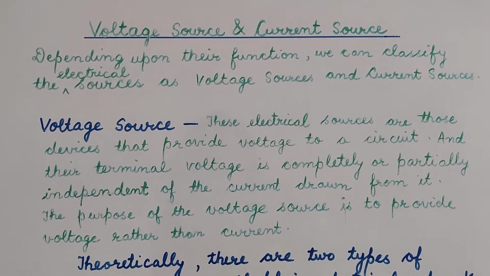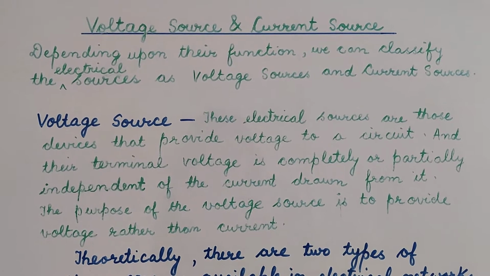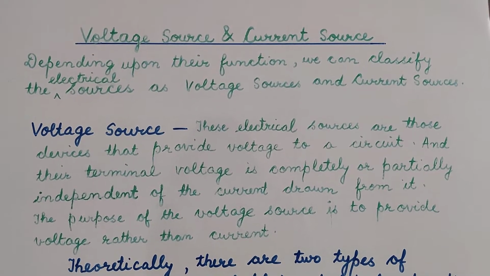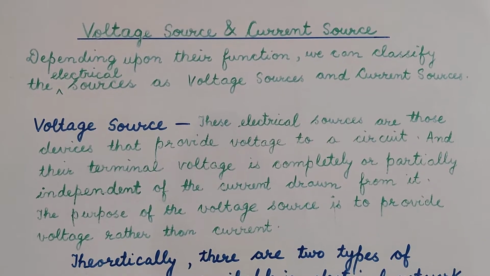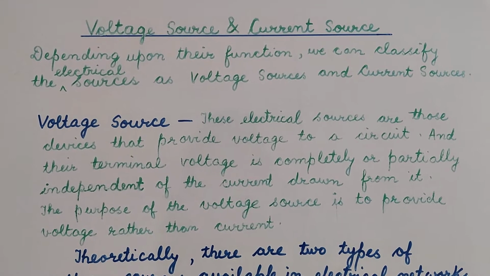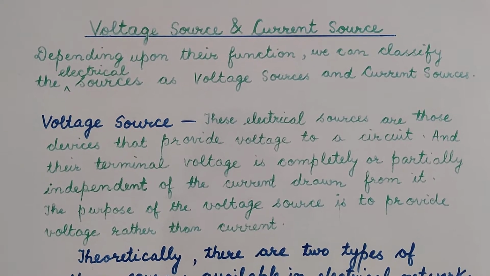In this lecture, we will discuss the voltage source and the current source. In the previous lecture, we discussed that there are two types of elements within any electrical or electronic circuit. These are the active elements and the passive elements. Now, what are active elements?